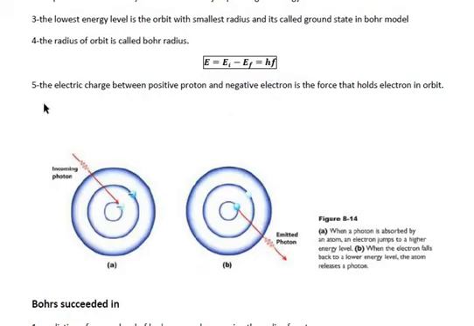The fifth note says the electric charge between the positive proton and negative electron is the force that holds the electron in an orbit. So in order for an electron to be situated in this orbit, the positive proton electric charge and negative electron electric charge will be the force that holds the electron in those states. If those electric charges were not enough, the electron could jump from one state to another, or even could be free from the force of the atom.